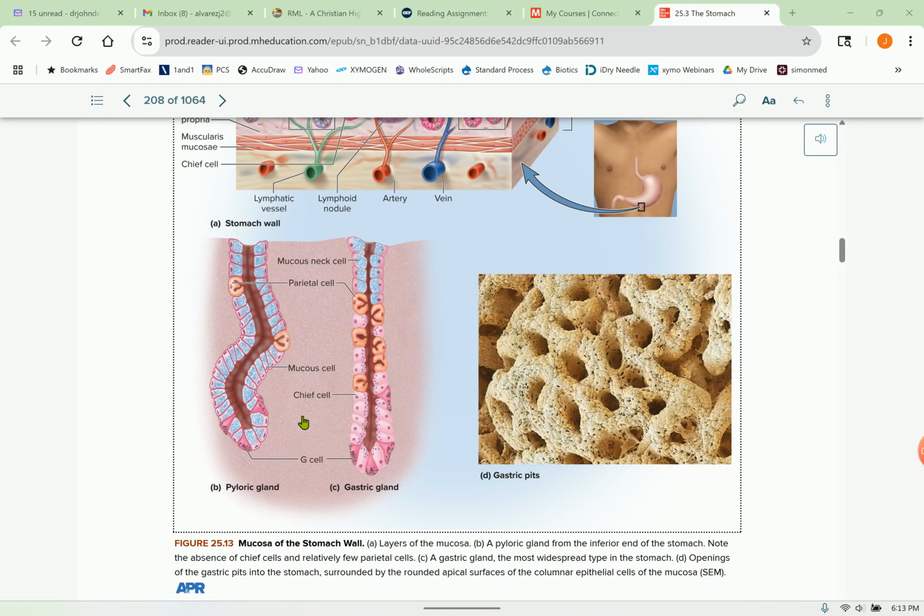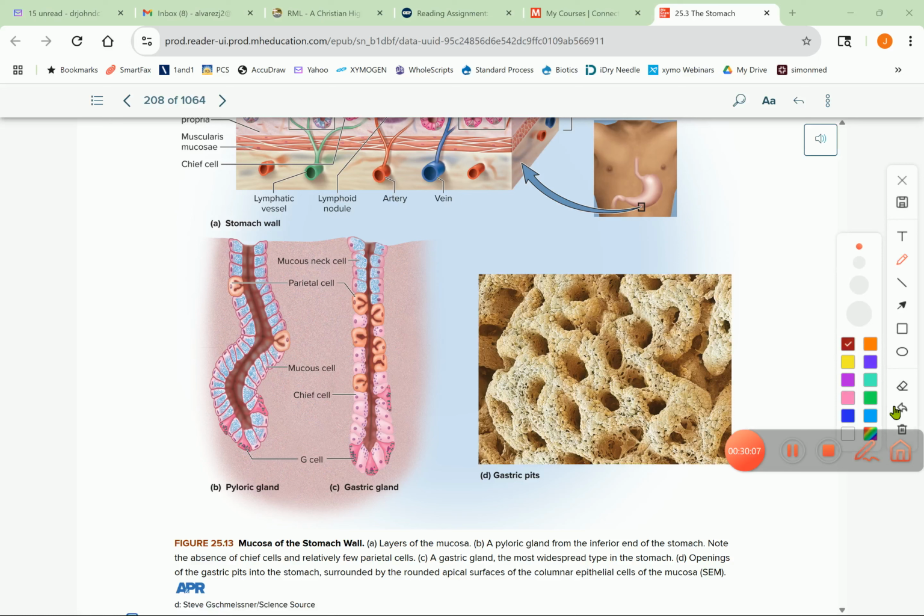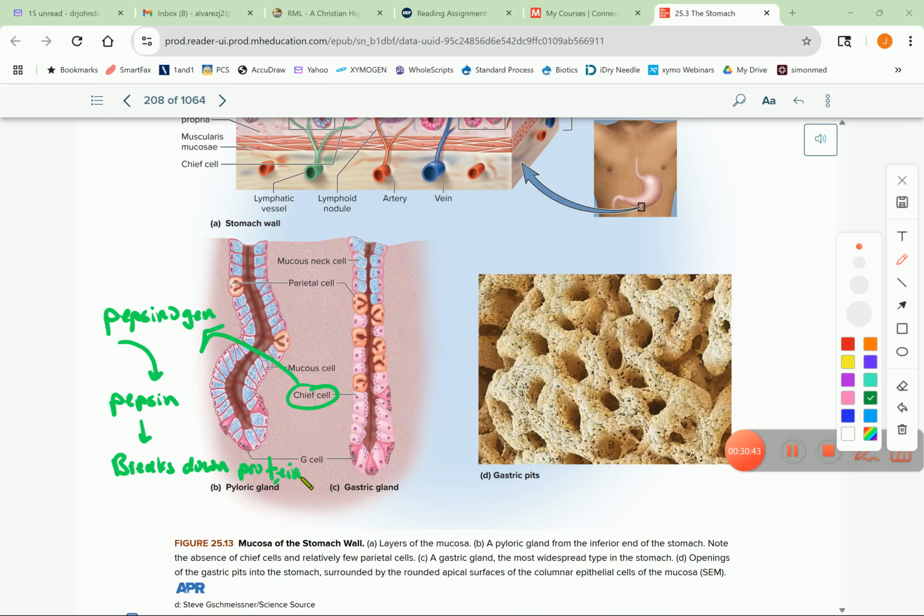Okay, a closer look at the parietal cells and the G cells. All right, you also see the chief cells here, the chief cells are a really cool structure. They secrete pepsinogen, and pepsinogen is converted into pepsin, and pepsin breaks down proteins. Okay, now keep in mind the proteins you want to eventually be broken down into the amino acids.